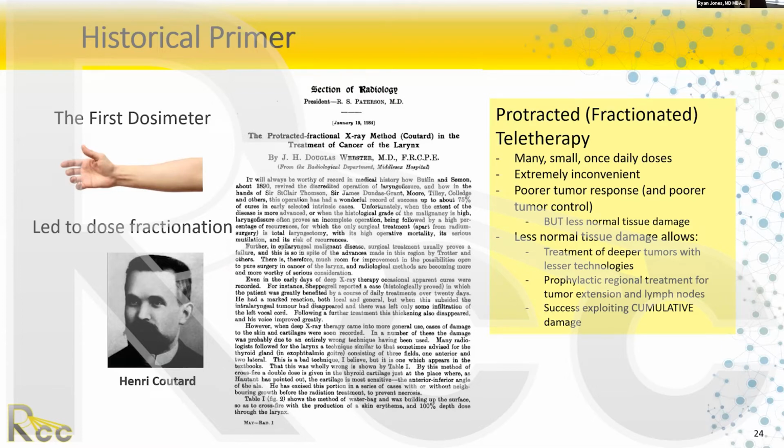The skin is the first dosimeter. They didn't know a lot of the radiobiological mechanisms for what they were clinically observing. But in this era of less sophisticated technology, that protraction, those many small once daily doses, allowed for less normal tissue damage at the expense of some things, like at times poor tumor response, as we'll go through.